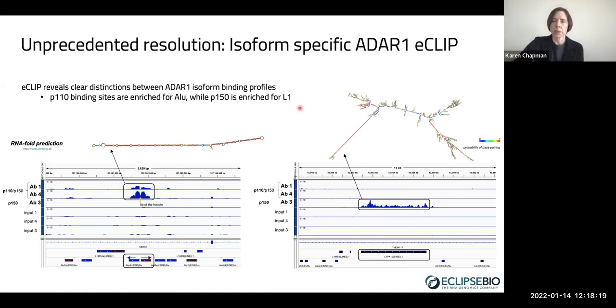So I think there's really interesting aspects of the eCLIP data and nuances that you can see with this level of resolution. So in fact, you can see even in the pattern of the reads binding here, you can see the structure of the RNA sort of recapitulated in that mirror image here.